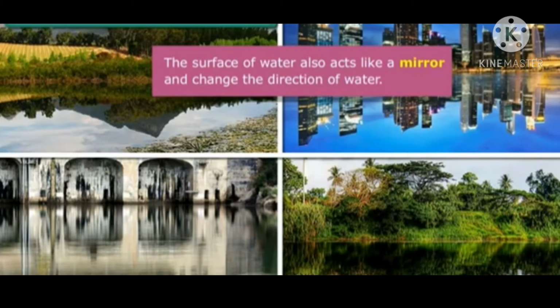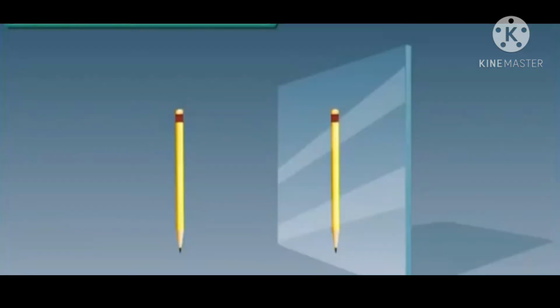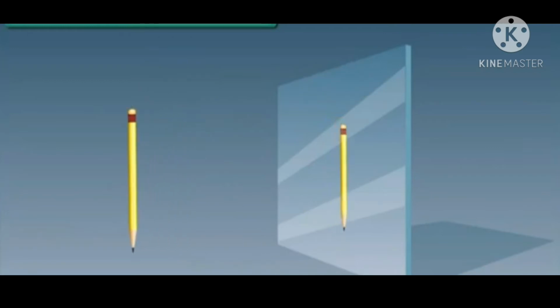Now, the characteristics of image formed by a plane mirror. The image formed in a plane mirror is of the same size and shape as the object. It will be virtual and erect. It will be laterally inverted with respect to the object. And the last, it is formed at the same distance from the mirror as the object.